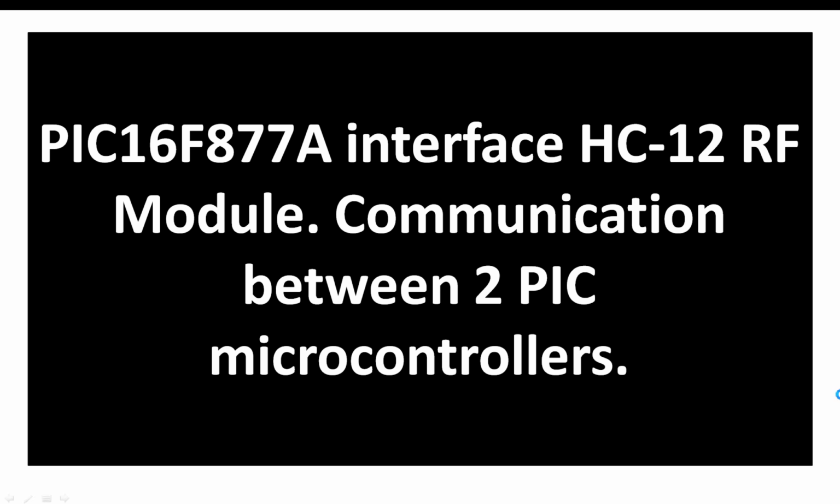Both boards will have one HC-12 module each. One will act as a transmitter and the other will act as a receiver. In this way, I will demonstrate to you how you can connect a 433 megahertz HC-12 module with a PIC16F877A microcontroller. And the settings we will be using are the default settings in this first tutorial.